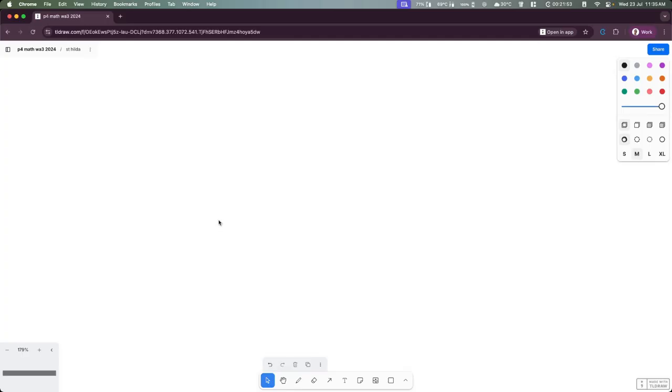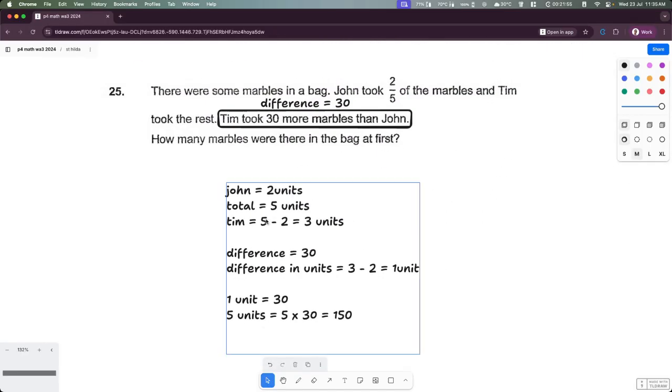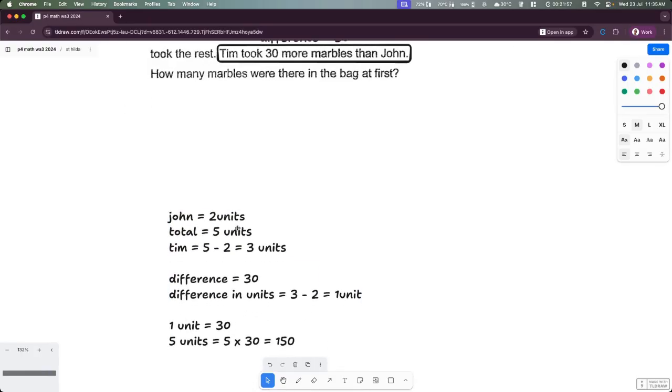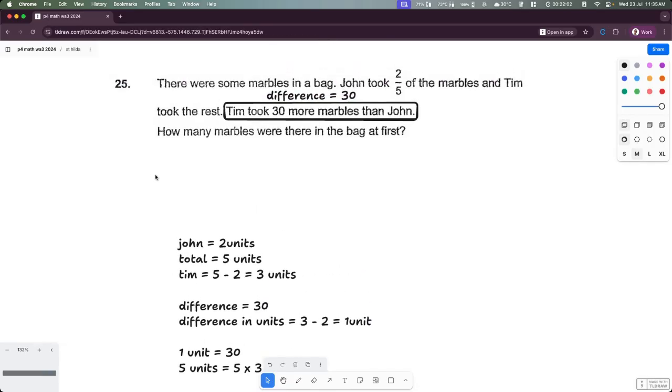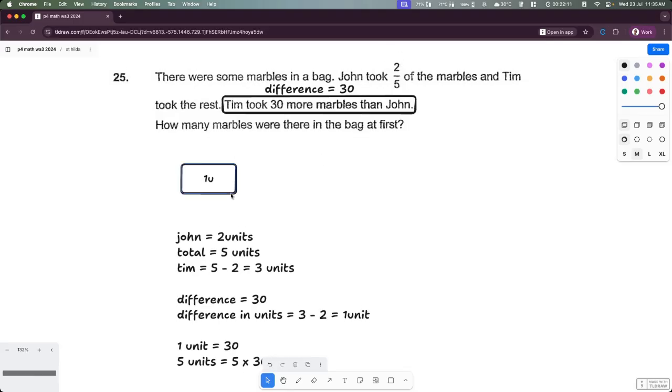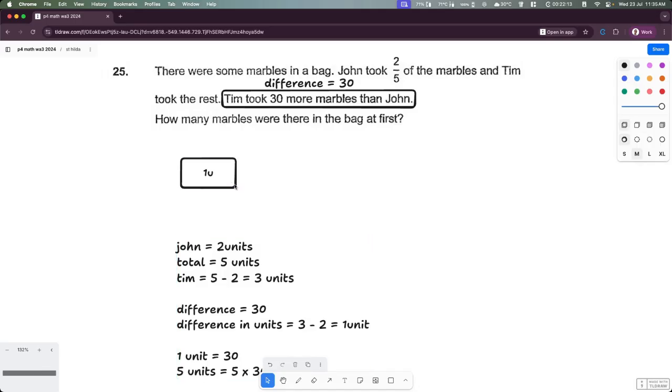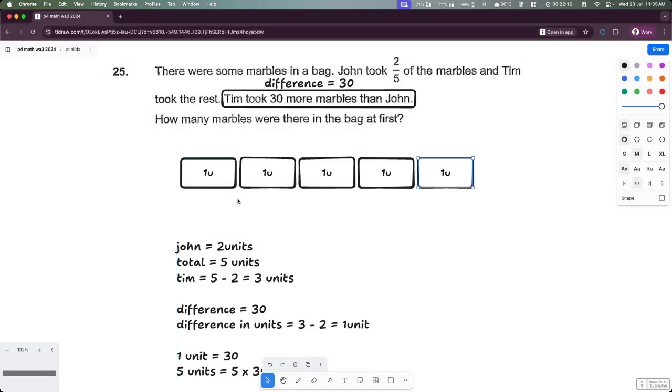Another thing is that if you want to use models, you can. It's actually very similar to what we've done here. In a way, you also need to know how to convert the fractions to units. So John took 2/5, that means 1, 2, 3, 4, 5. John took 2/5, while the rest is Tim.